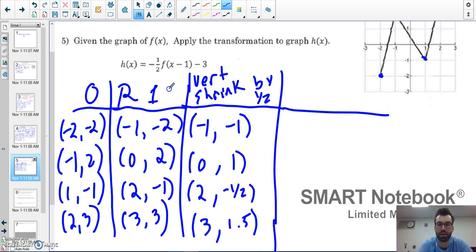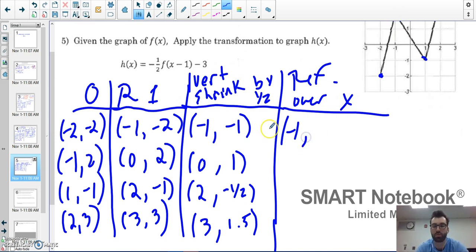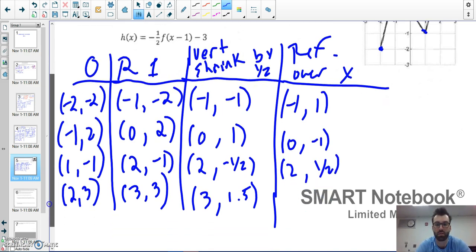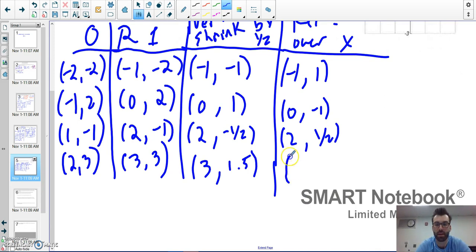Next thing, apply the negative. That means I'm going to reflect over x. Okay, so that means that's only going to affect my y values. My x values do not change. I'm going to change my y values, meaning if they're positive, I'm going to make them negative. If they're negative, I'm going to make them positive. So -1, 1, 0, -1, 2, 1/2, and 3, -1.5.